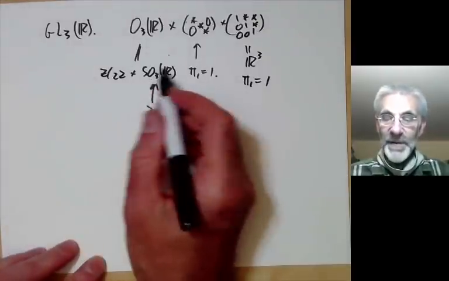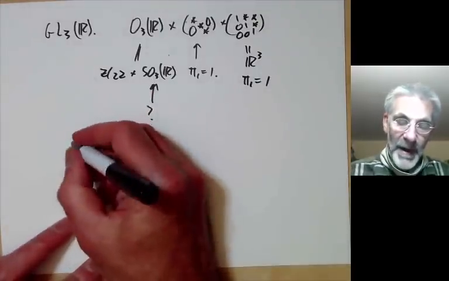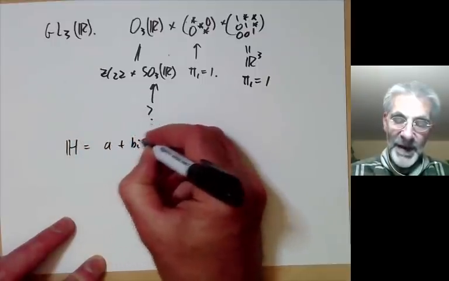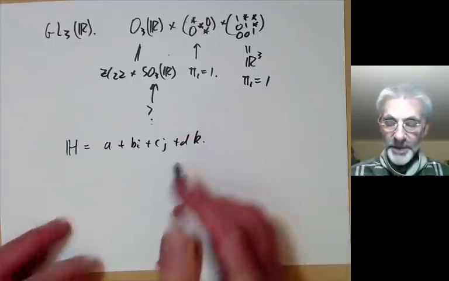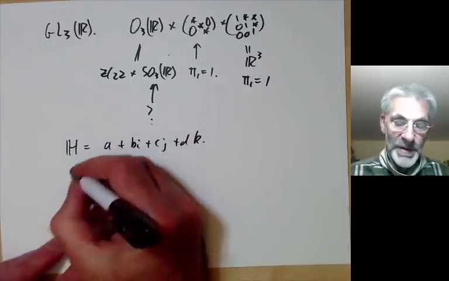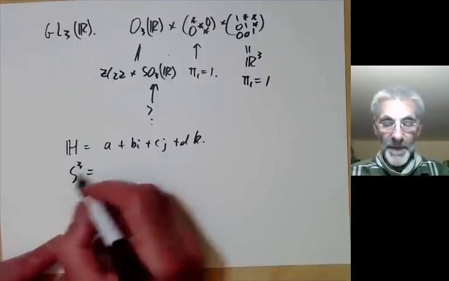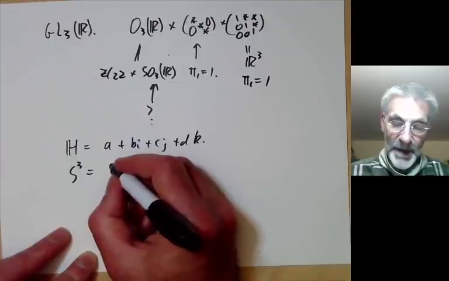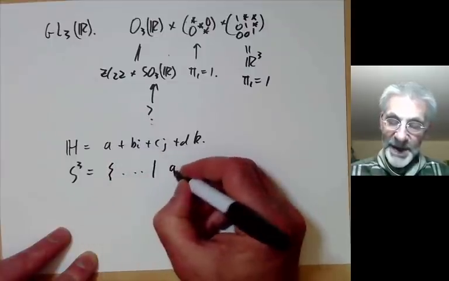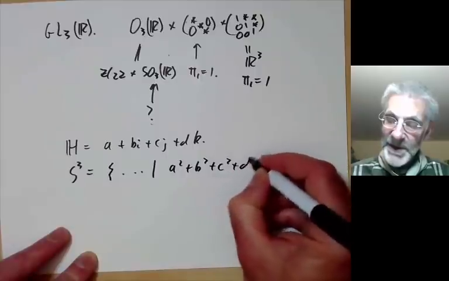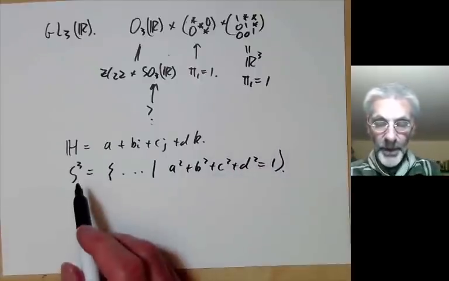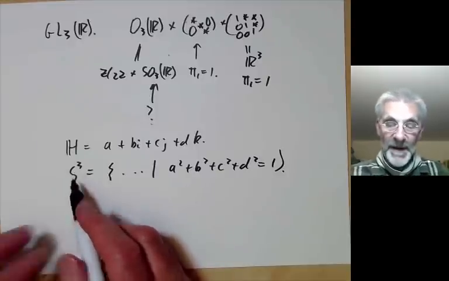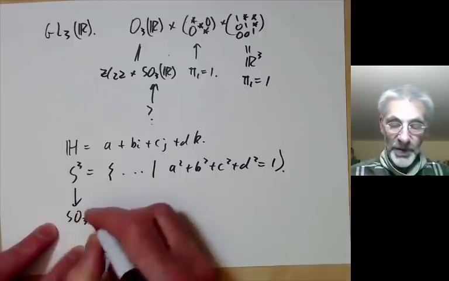Well, there's a neat way of doing this using quaternions. So you remember quaternions are the numbers of the form a plus bi plus cj plus dk. And if you look at the unit quaternions, these form a copy of the three-dimensional sphere. So this is the set of quaternions such that a squared plus b squared plus c squared plus d squared equals 1.